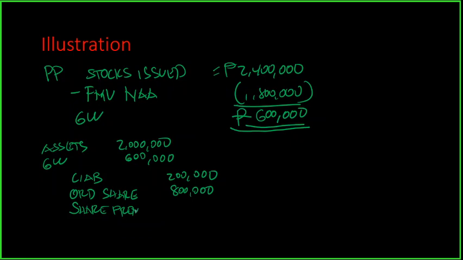There you go. Share premium, also known as additional paid-in capital, amounting to 1,600,000. Now, if you're lazy to do the math, okay, you can force balance. This one is 2.6. The total for the credit side should also be 2,600,000. Okay, so that is now your journal entry.